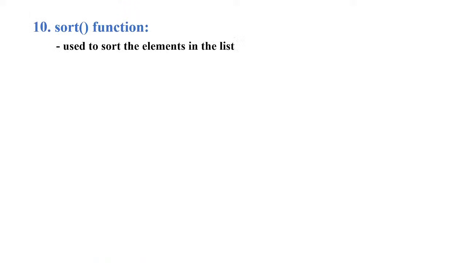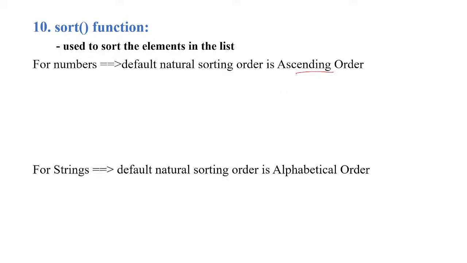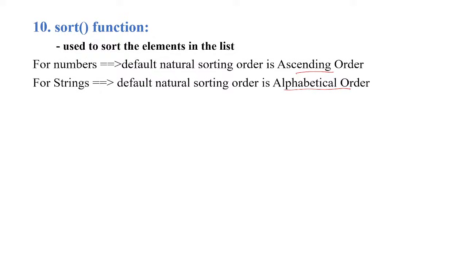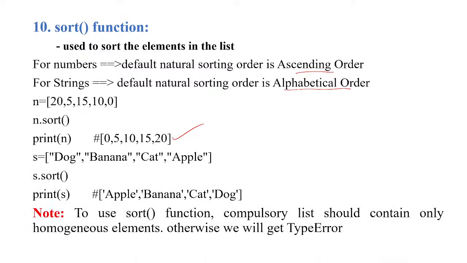Then the sort function. If you want to arrange the numbers in ascending order, then you can use this sort function. The default order is ascending order for numbers, and for strings it is alphabetical order. For example, I have a list containing numbers like this. Now if I say n dot sort, it will be sorted like this. For example, I have a list with strings like this. Now if I say s dot sort, then the list will be sorted in alphabetical order: apple, banana, cat, dog.